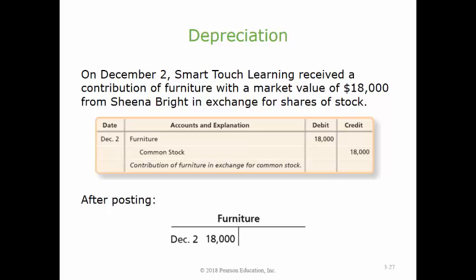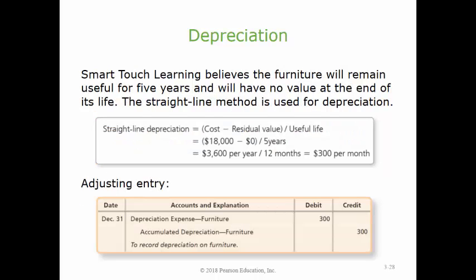The original entry included a debit to the furniture account on the balance sheet and a credit to the common stock account. Notice that in the above adjusting entry for depreciation, we credited accumulated depreciation furniture and not the asset account furniture. Why? We need to keep the original cost of the furniture separate from the accumulated depreciation because of the cost principle. Managers can then refer to the furniture account to see how much the asset originally cost.